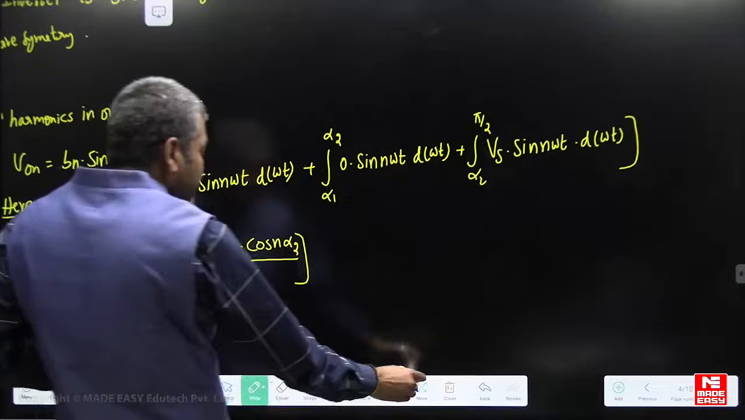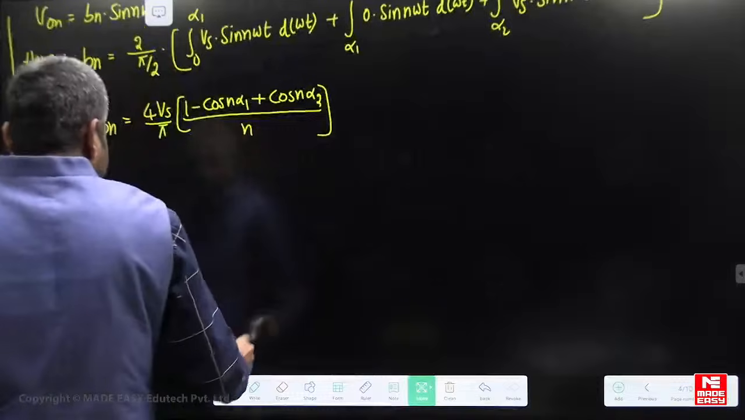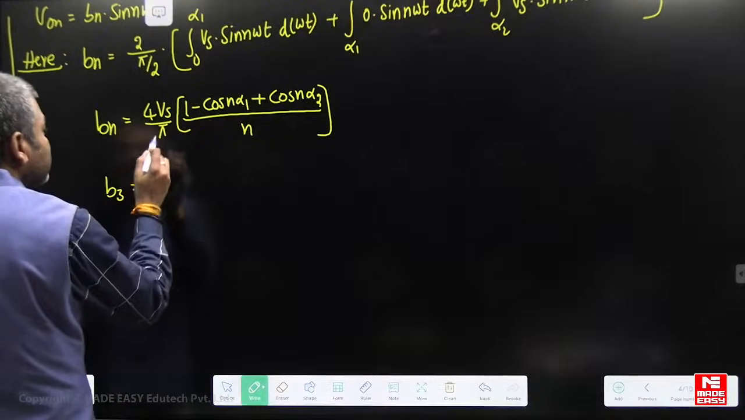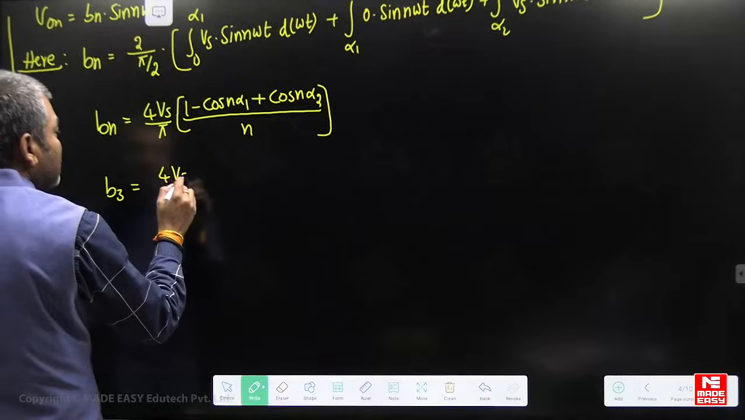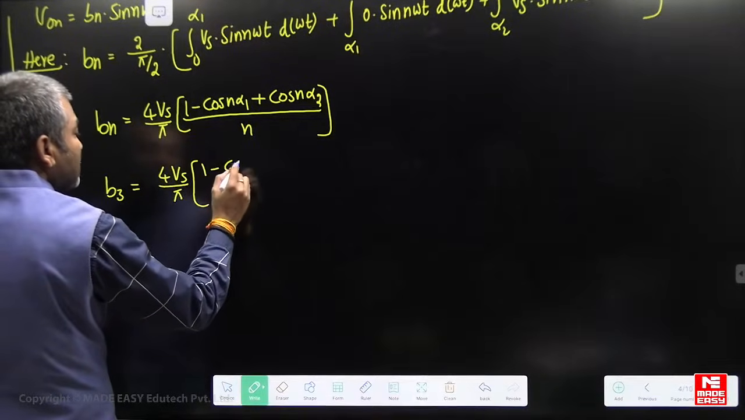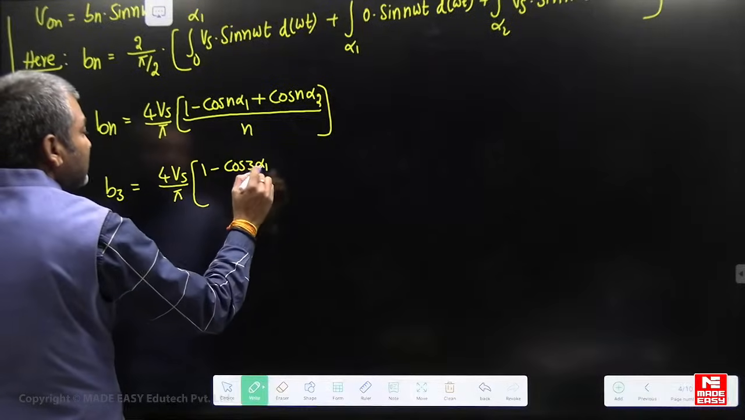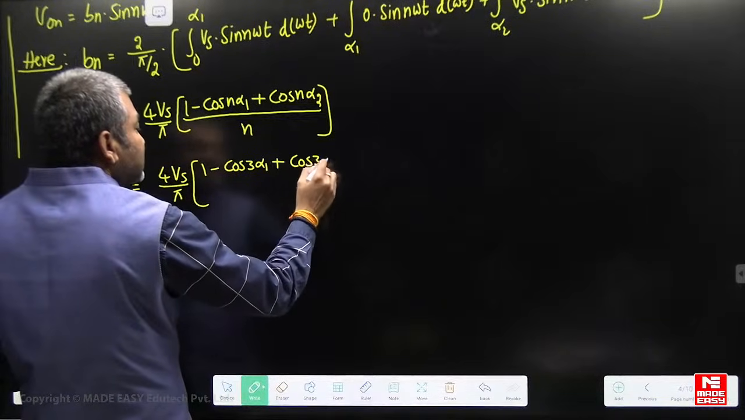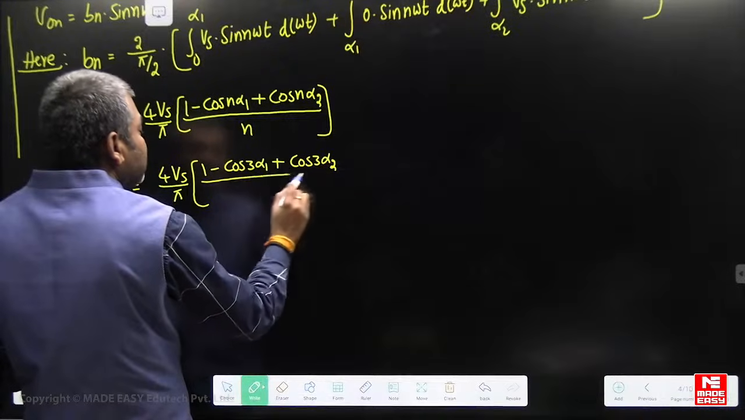Now, I want to find out the third harmonic amplitude. So, what is the third harmonic amplitude? B3. Substitute n is equal to 3. 4Vs by pi into 1 minus cos 3 alpha 1 plus cos 3 alpha 2, by 3.